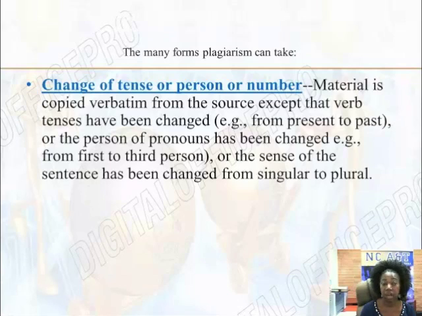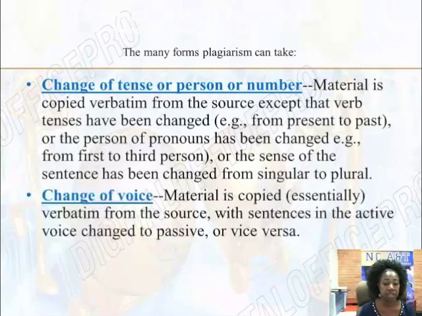Change of tense or person or number. Materials copied verbatim once again from the source except that verb tenses have been changed, like from past to present, or the person of pronouns has been changed, such as from first to third person, or the sense of the sentence has been changed from singular to plural. Change of voice. The material is copied essentially verbatim from the source, with sentences in the active voice changed to passive or vice versa.